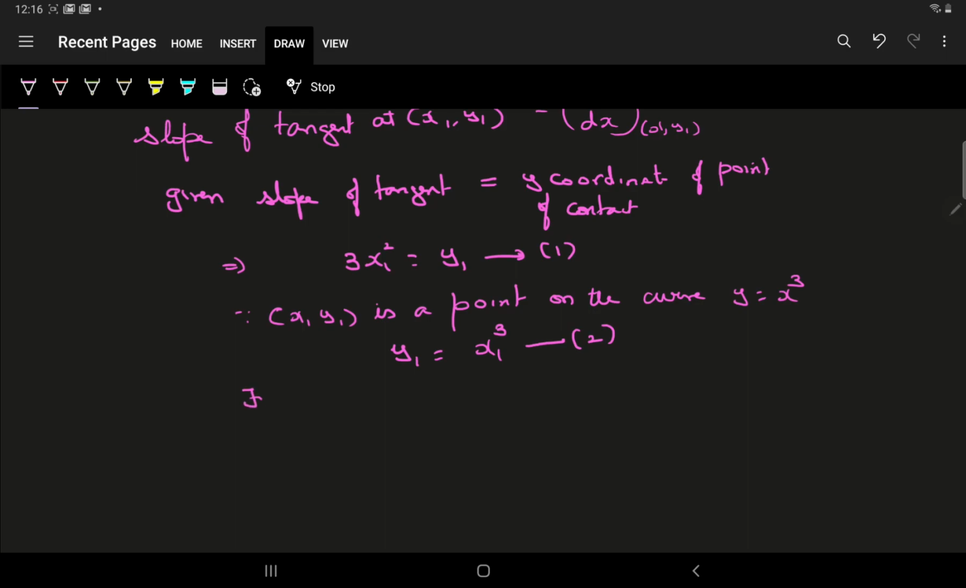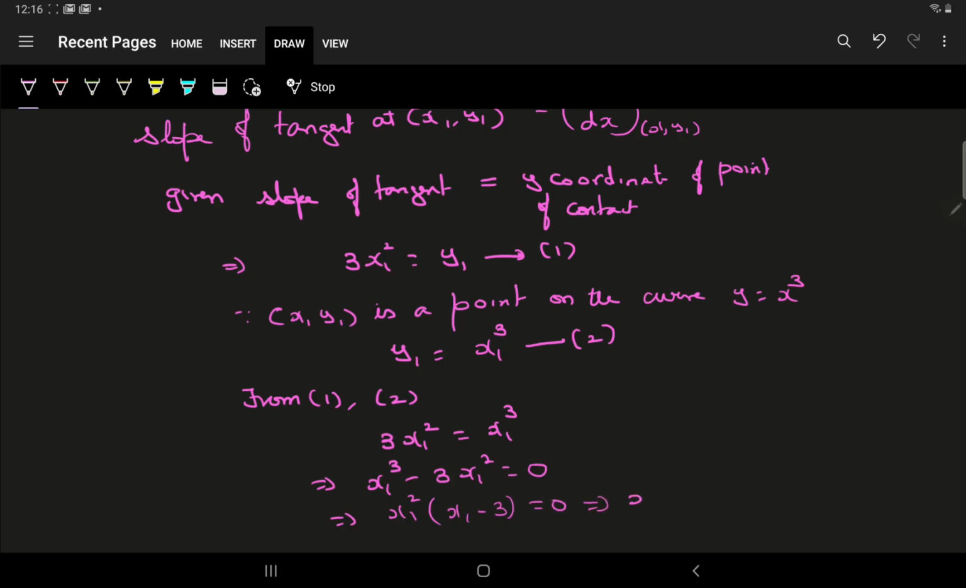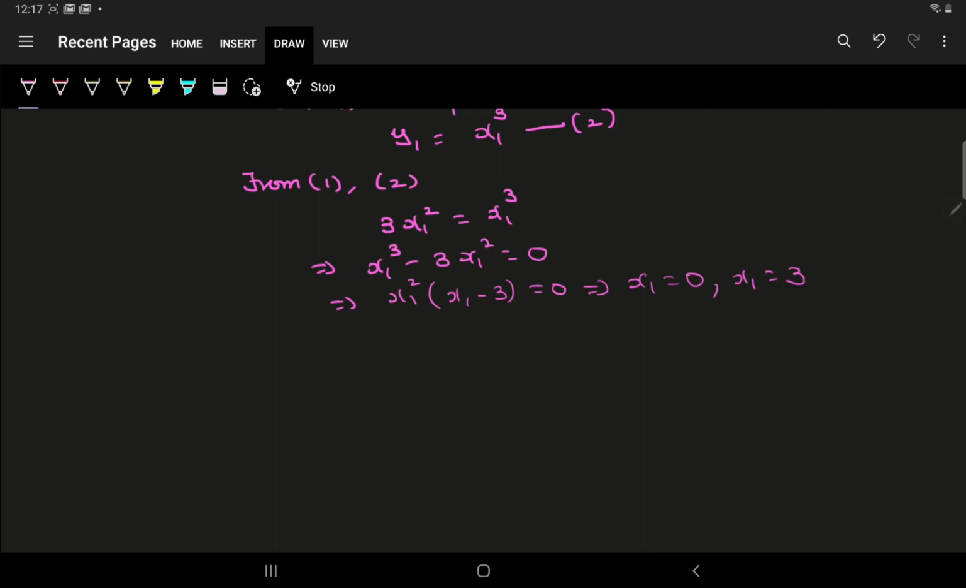So, from 1 and 2 we get 3x1 square equal to x1 cube, or we can write x1 cube minus 3x1 square equal to 0, or taking x1 square common we get x1 minus 3 equal to 0, which implies x1 equal to 0 or x1 equal to 3.